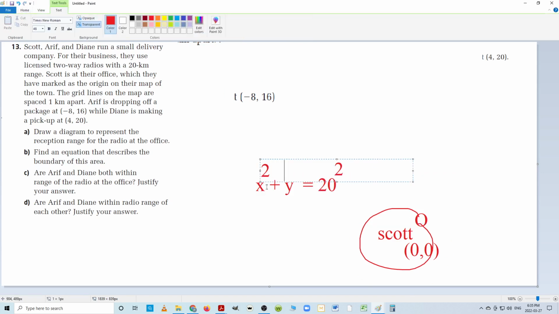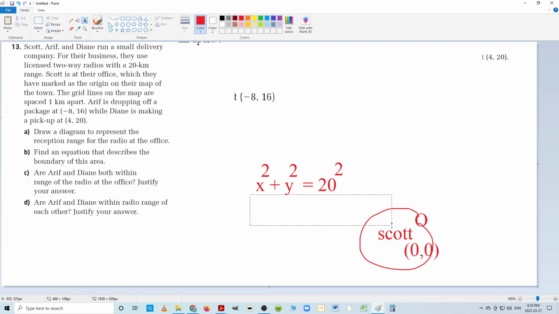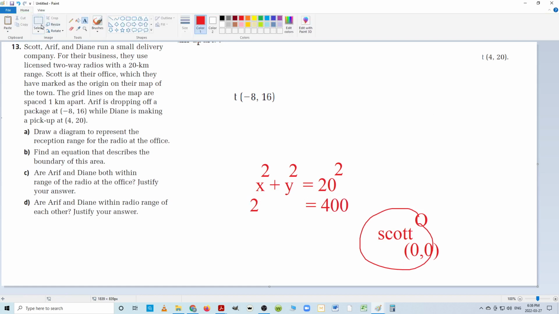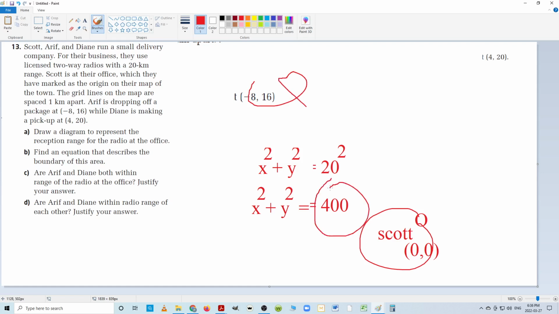This is Scott's range on his radio. If I write that 20 squared in a number, it's x squared is equal to 400. So if I put those spots into a formula and they come up as less than 400, they're within Scott's circle.